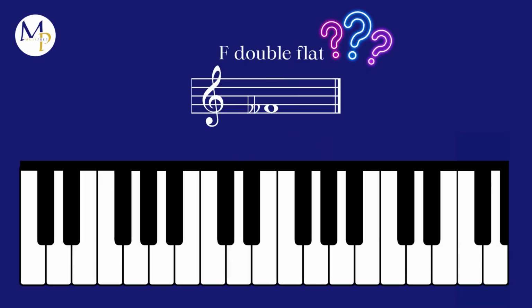And now a quick quiz. Which piano key is F double flat? Exactly. Two semitones below F. F double flat lands on the same key as D sharp or E flat.